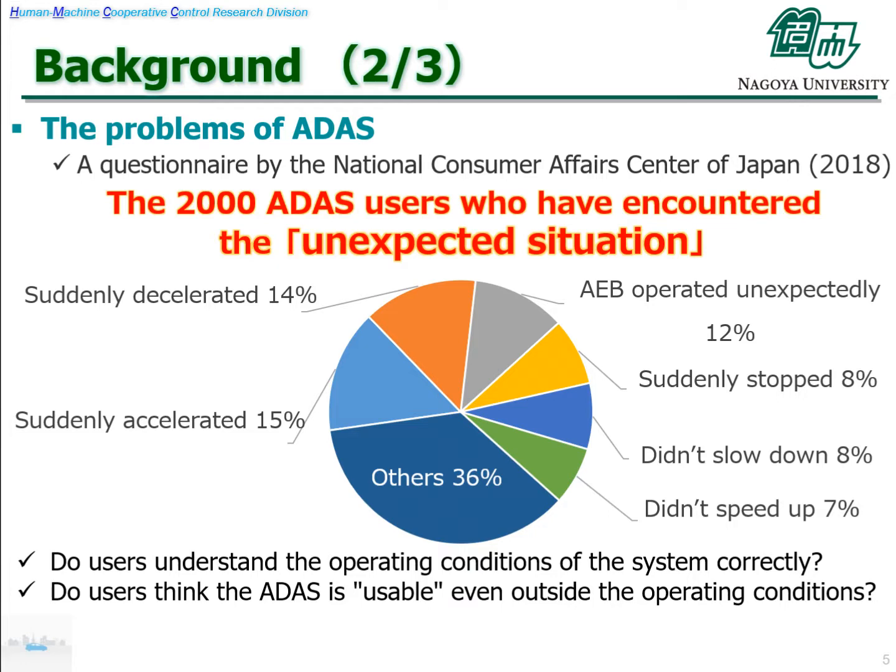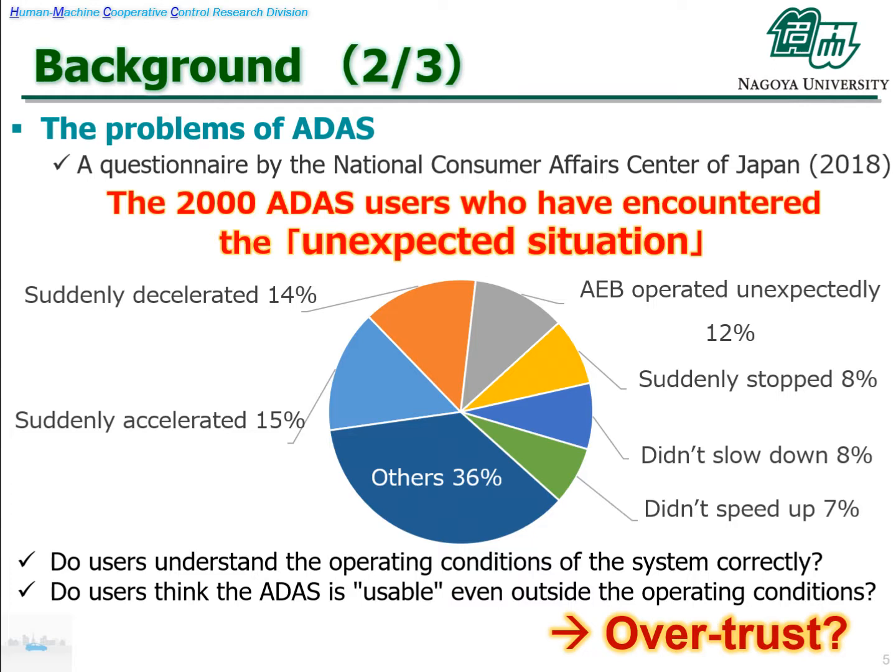So, for this result, we have two questions. The first one, do users understand the operating conditions of the system correctly? And do users think the ADAS is usable even outside of the operating conditions? Overall, we thought maybe those users overtrusted the ADAS in some situations. The situation is that the ADAS cannot respond to the driving task. For example, using the ACC in a very busy city street.